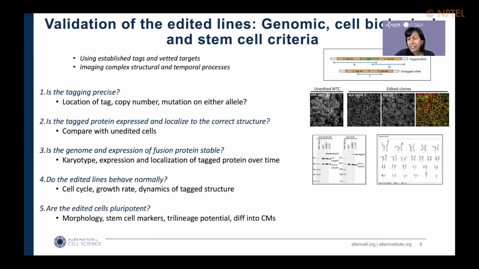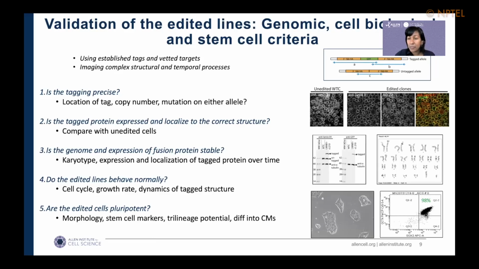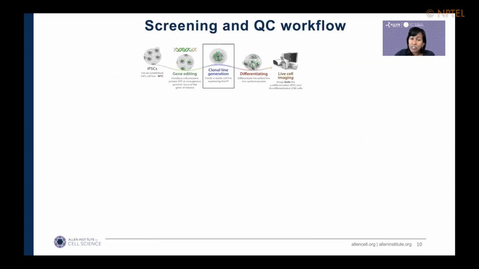And we do things like cell cycle, growth rate, and dynamics of the tagged structure. This is just basic cell biology. And of course, we want to make sure the stem cells retain some of the stem cell markers, the morphology is the same, and have the potential to become other cell types. And this is done again with some imaging as well as flow-based assays to look for expression of proteins that are known to be expressed in stem cells, and making sure they're still expressed at a very high rate, like over 90%. So again, this clonal cell line generation and QC takes a long time. It takes us about 4 to 6 months to do this for each line.